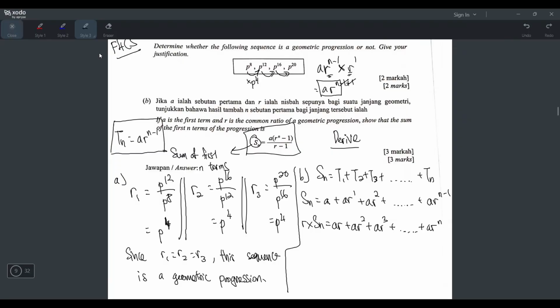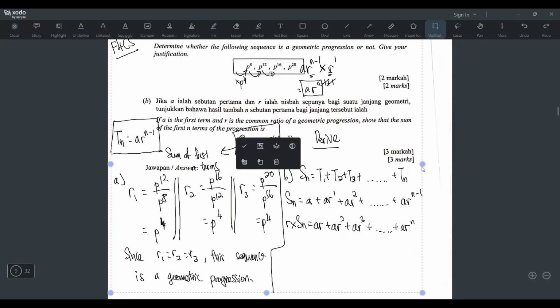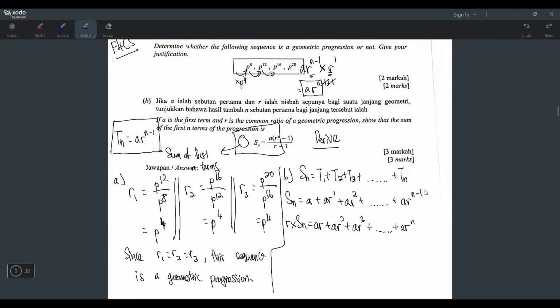Okay, how to continue from here? Let me make some space here. So what you have to do now is you will call this equation 1 and you will call this equation 2. And now you have to take note here. For the Sn formula, if the denominator is R minus 1, you take equation 2 minus equation 1. I repeat, if the formula you're trying to derive has R minus 1 at the bottom, then you take equation 2 minus equation 1. But if it's 1 minus R, you take 1 minus 2.